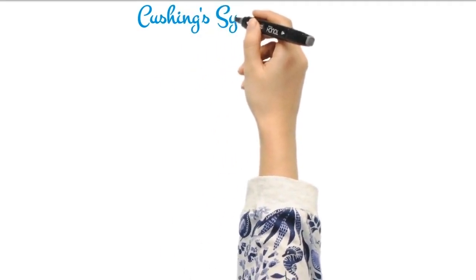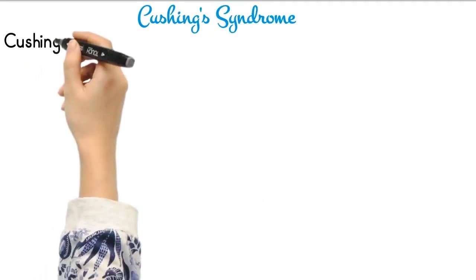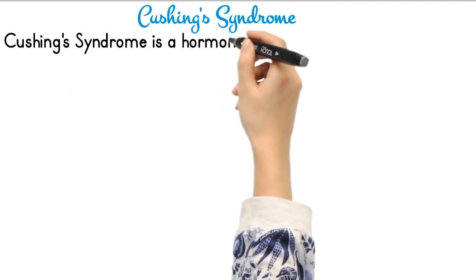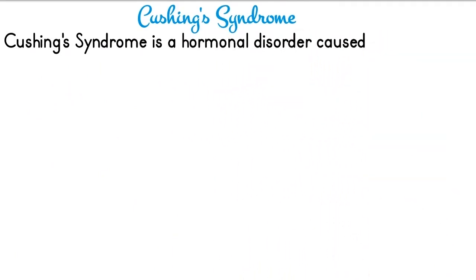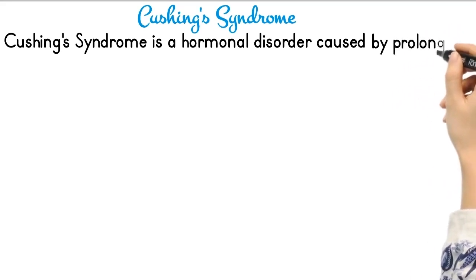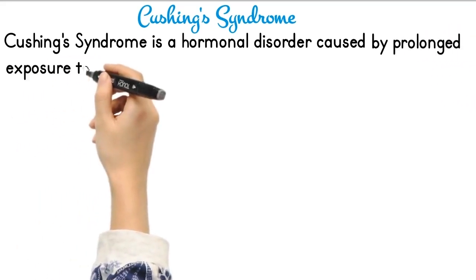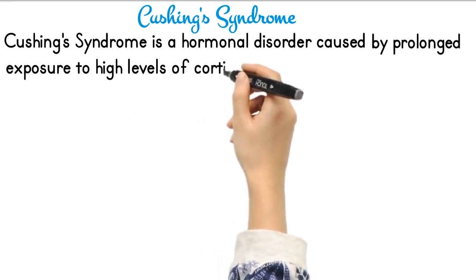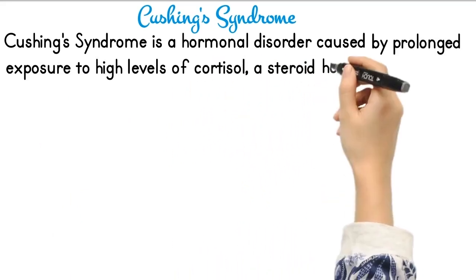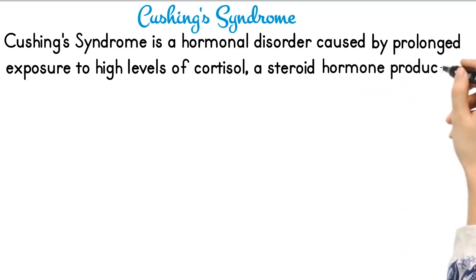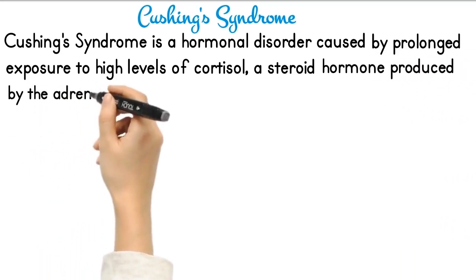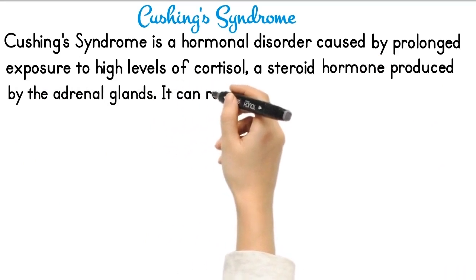Cushing syndrome. Definition: Cushing syndrome is a hormonal disorder caused by prolonged exposure to high levels of cortisol, a steroid hormone produced by the adrenal glands. It can result from endogenous overproduction of cortisol or exogenous administration of glucocorticoids.